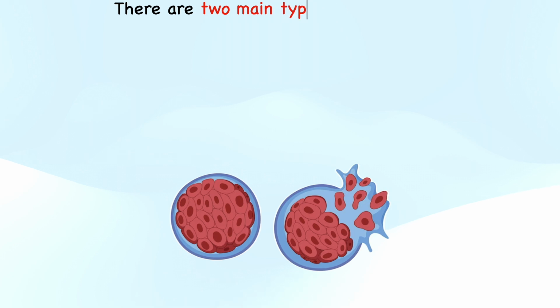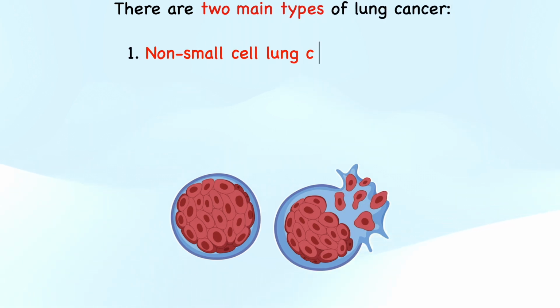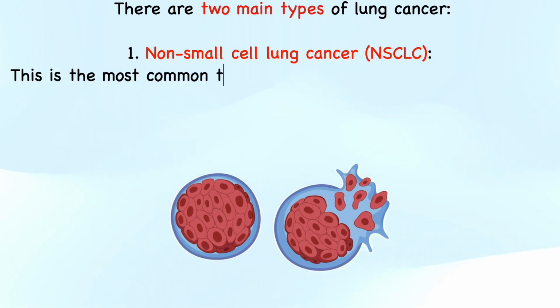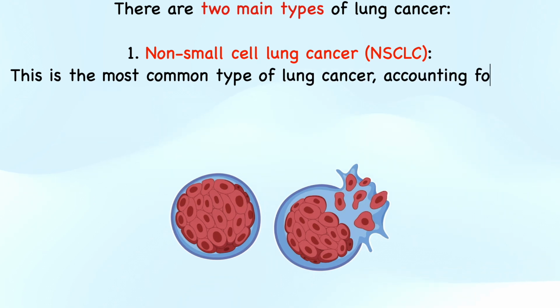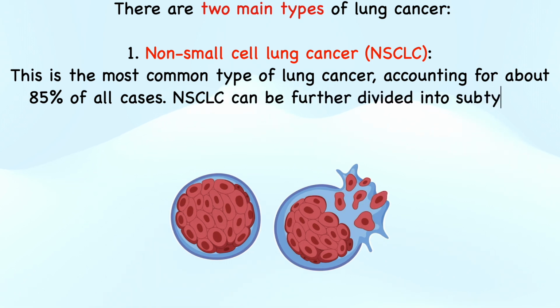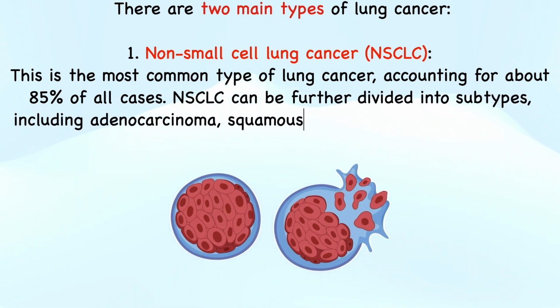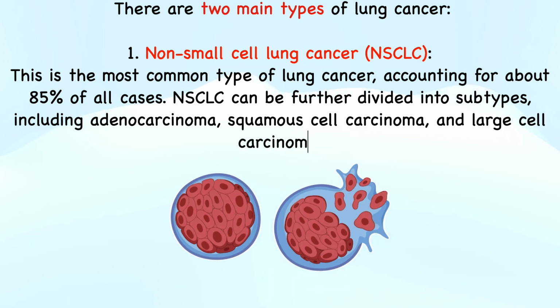There are two main types of lung cancer. 1. Non-small cell lung cancer, NSCLC. This is the most common type of lung cancer, accounting for about 85% of all cases. NSCLC can be further divided into subtypes, including adenocarcinoma, squamous cell carcinoma, and large cell carcinoma.